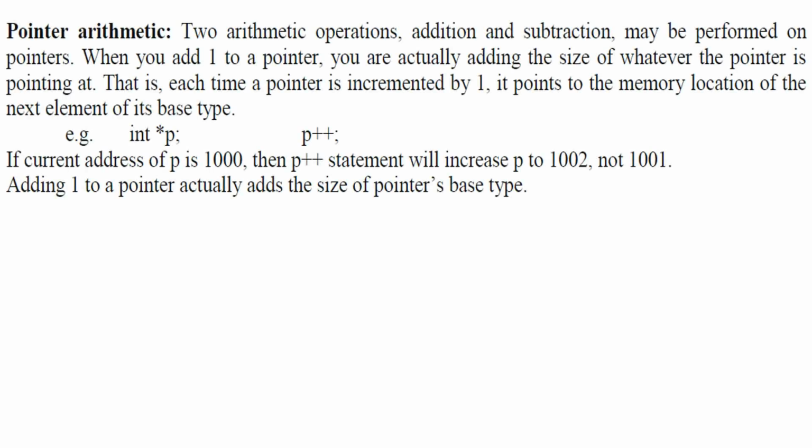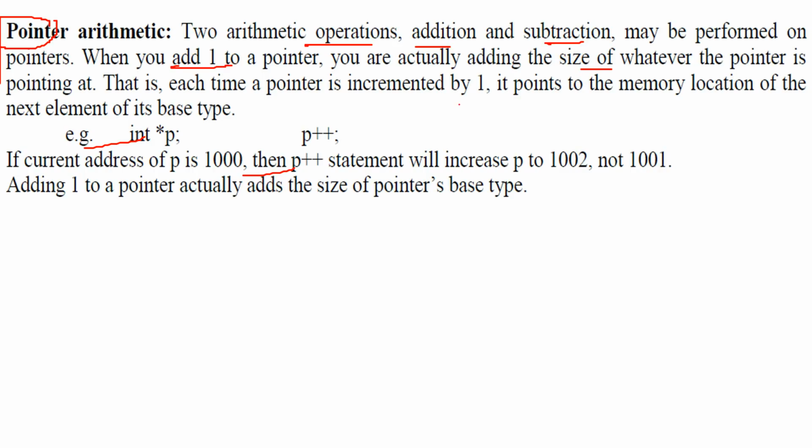Then there is certain pointer arithmetic we need to know. Pointers are keeping the address of a certain variable, right? So two arithmetic operations, addition and subtraction, can be performed on pointers, but when you add 1 to a pointer, that doesn't mean that you are actually adding the numeric 1. You are actually incrementing to the next memory location. So you are actually adding the size of whatever the pointer is pointing at, maybe an integer, say 2 bytes or 4 bytes. So it will add that.